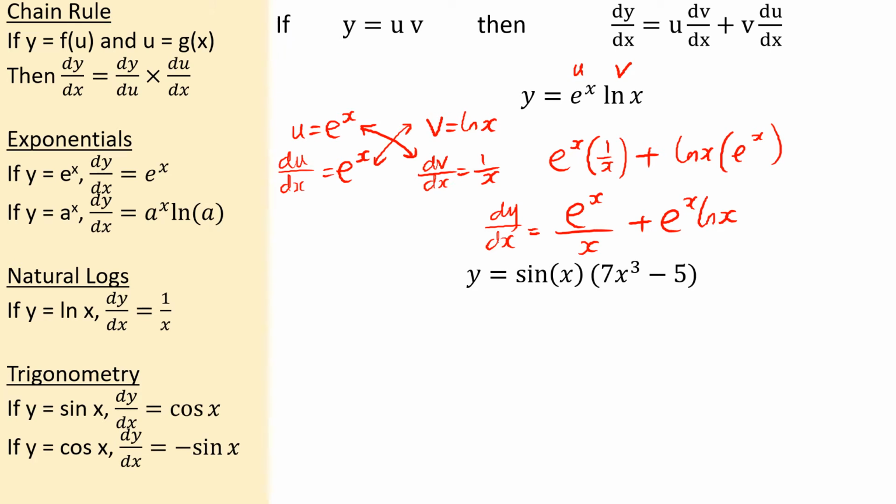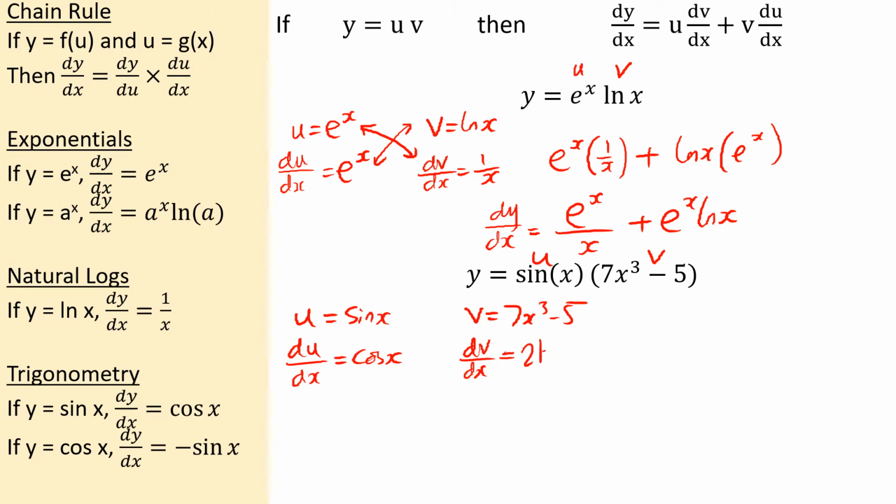Okay, let's try it again. In this case, we have got our u is sine x and our v is 7x cubed minus 5. So we'll say u is sine x and we'll say v is 7x cubed minus 5. We will differentiate them both. So du dx is cos x, that's that rule there. And dv dx is times by the power, so 21x squared. Match them up, multiply them together.